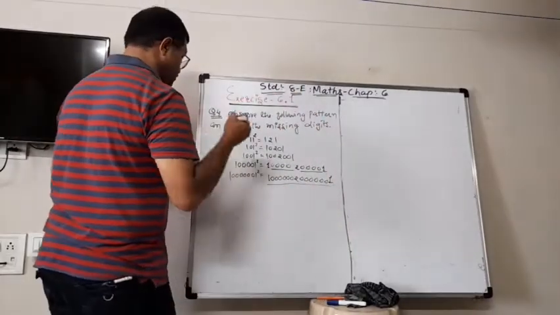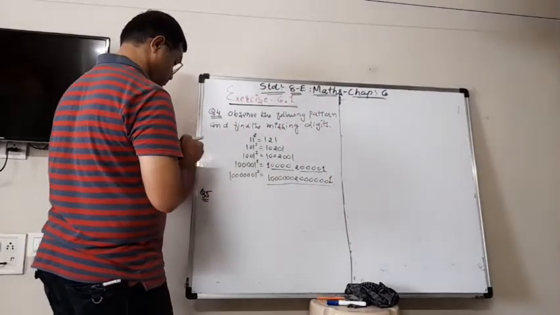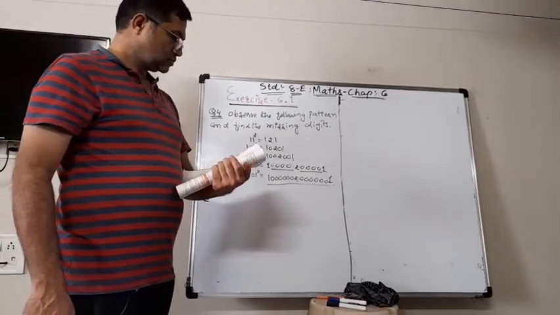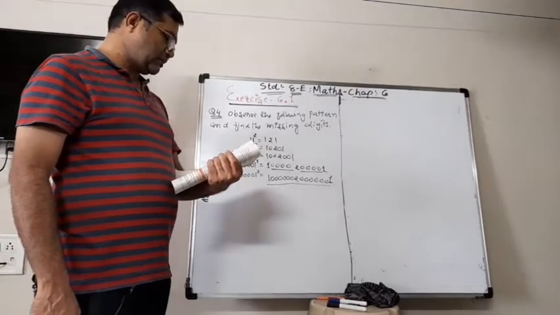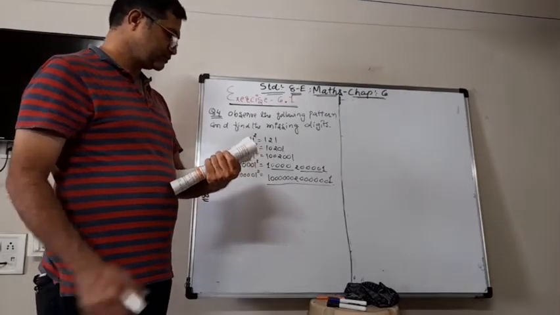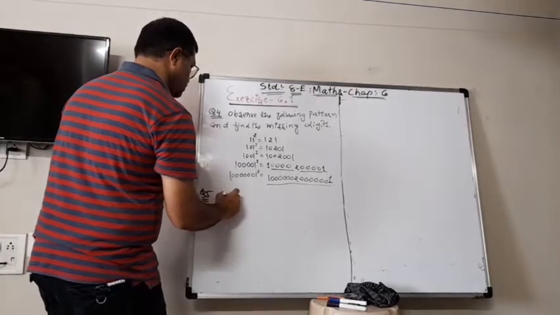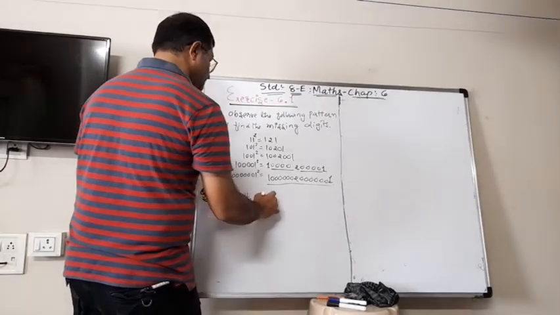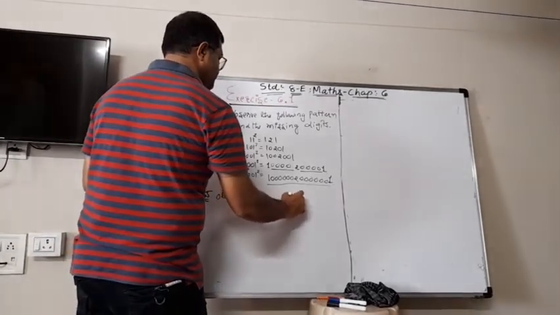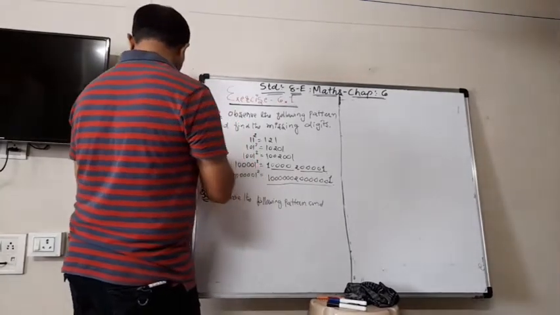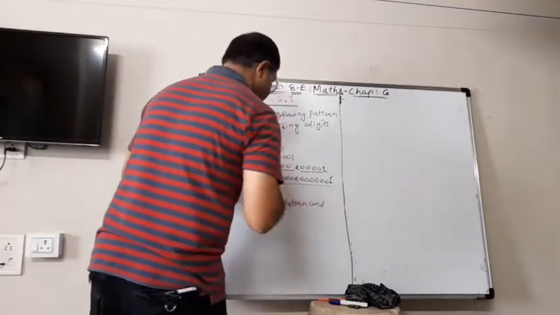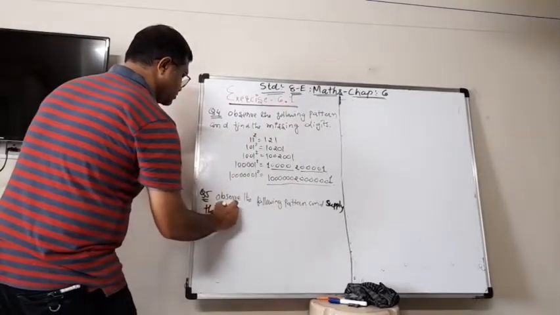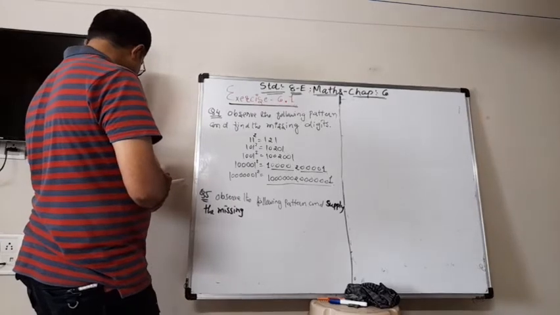Now next, question 5. In that also, observe the following pattern and supply the missing numbers.